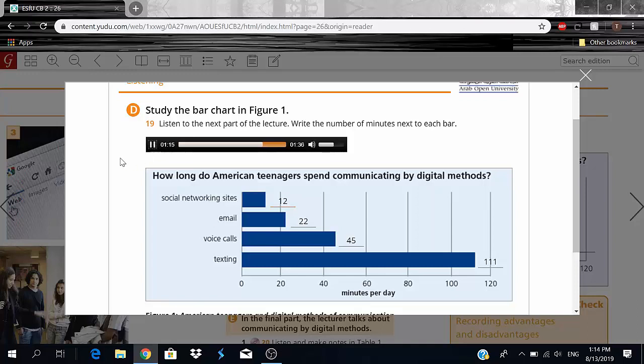So, American teenagers spend 190 minutes every day, on average, communicating with their friends on digital media.